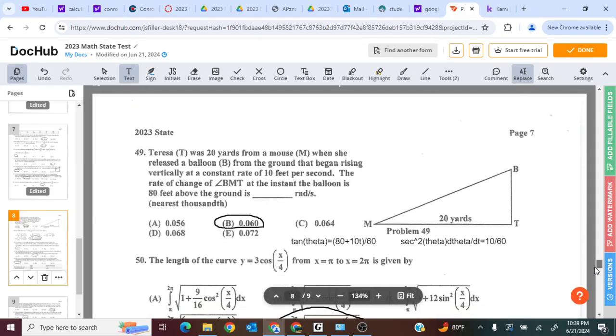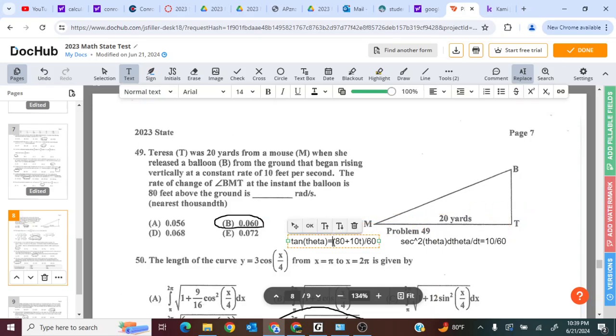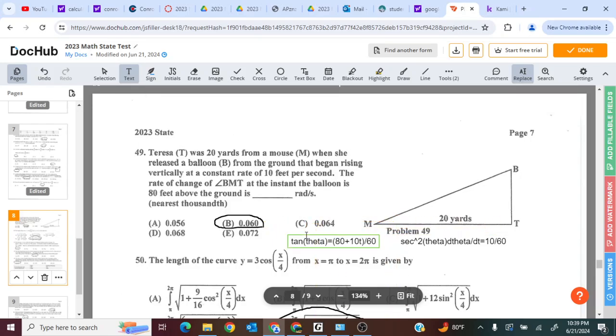49. Teresa was 20 yards from the mouse when a balloon rose at 10 feet per second. When it was 80 feet from the ground, the angle is increasing at what rate? So tangent of your angle theta is opposite over adjacent. Your opposite is 80 plus 10t, and then your adjacent is 60. So you have to do the derivative of that with respect to t.